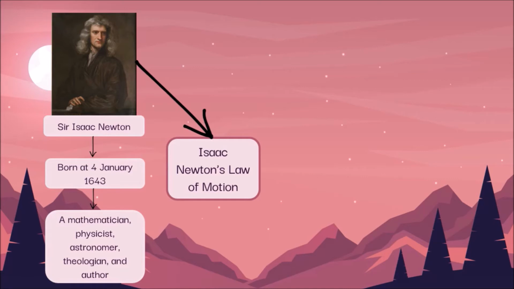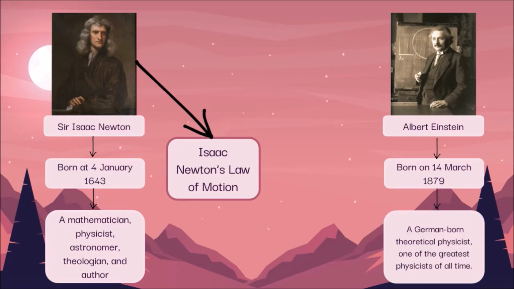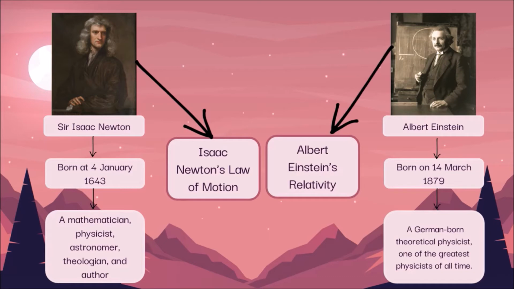Do you know who the second scientist is? Albert Einstein. He was born on 14 March 1879. He was a German-born theoretical physicist, one of the greatest physicists of all time. He also proposed many kinds of laws, one of which is Albert Einstein's relativity. Now, we're going to look a little bit at these two theories on the particular issues.